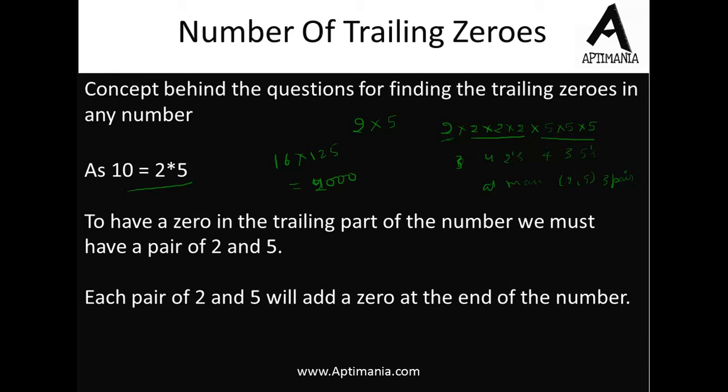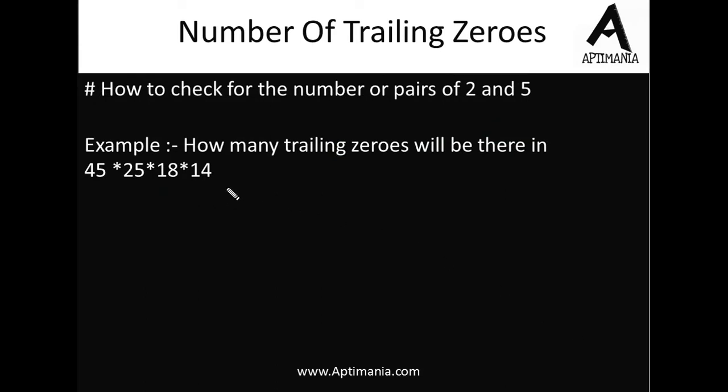Now, what are the different types of questions? Suppose we are given a question, we need to check the number of trailing zeros in the multiplication 45 into 25 into 18 into 14. Now we simply check for the number of 5's and 2's. In 45, the prime factors are 5 and 9. That of 25 are 5 and 5. Prime factors of 18 are 2 into 3 into 3. That of 14 are 2 into 7. Basically we are not interested in any digits other than 5 and 2.